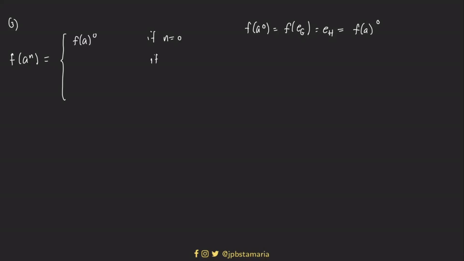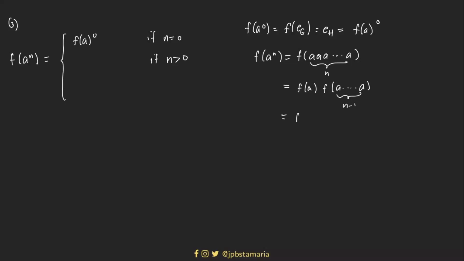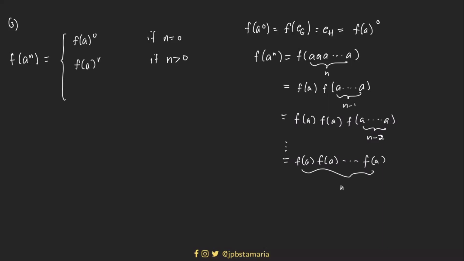Okay. If n is positive, ang f of a to the n will mean f of a, n times. But because f is multiplication preserving, magiging f of a times f of a, n minus 1. Di ba? Tapos you keep applying the operation preserving property hanggang maubos. Eventually, kakalat yung f of a, maging f of a lahat yan. How many f of a's are here? There are n. Kaya that's f of a raised to n.